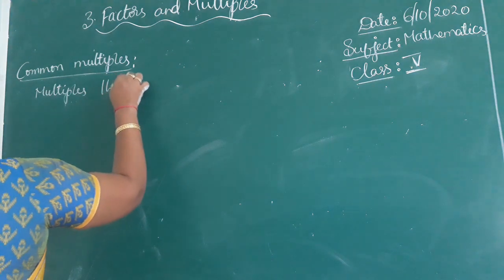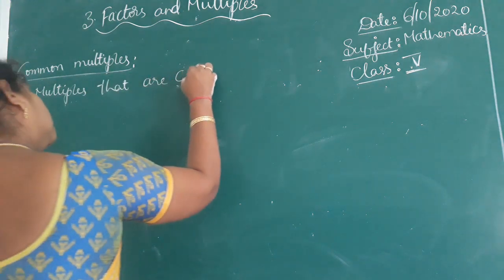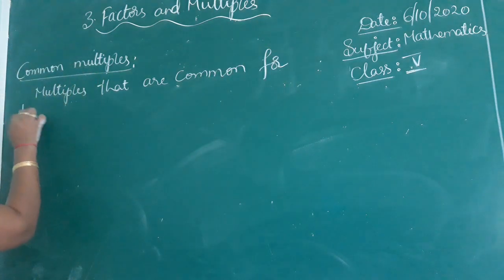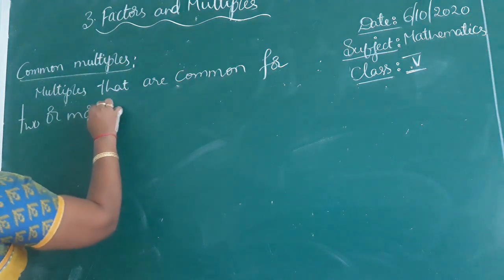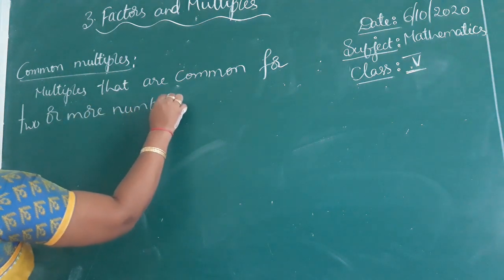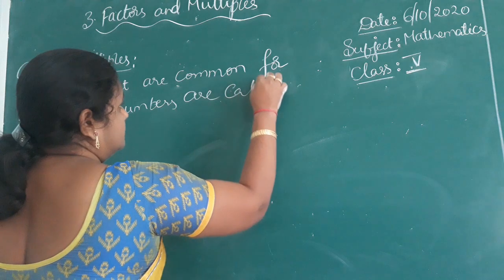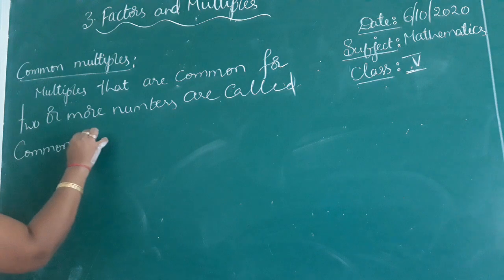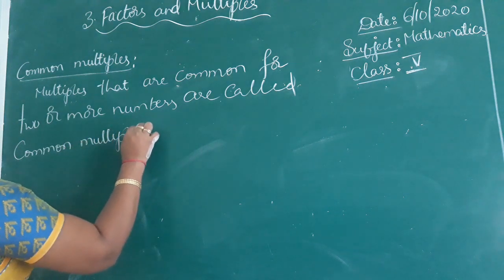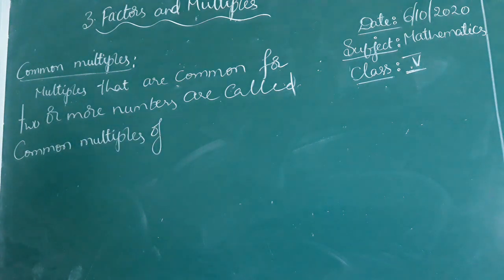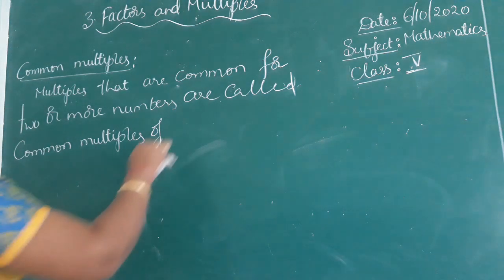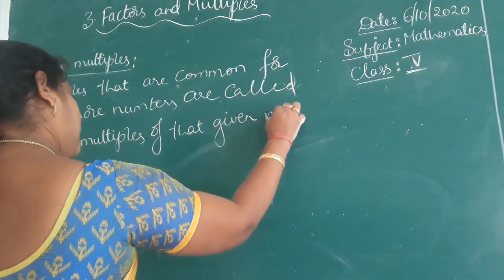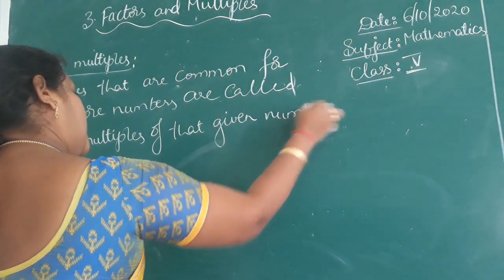Multiples that are common for 2 or more numbers are called common multiples of those given numbers. That means this is how we write the common multiples of numbers.